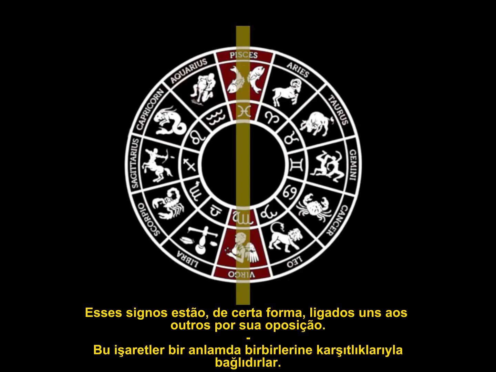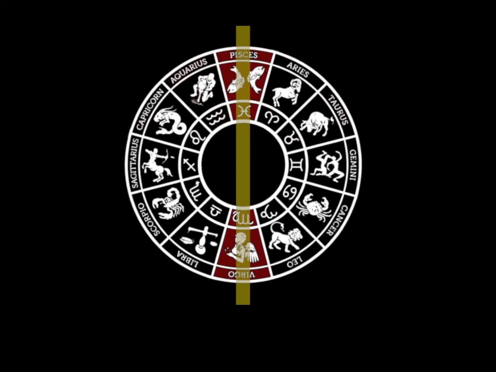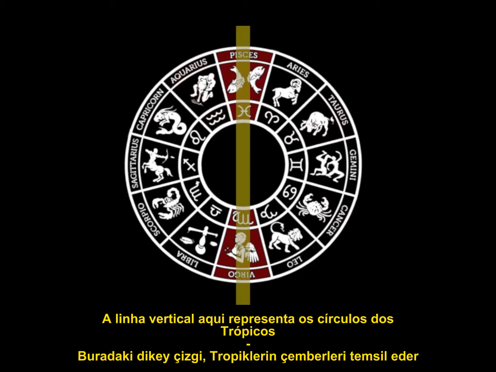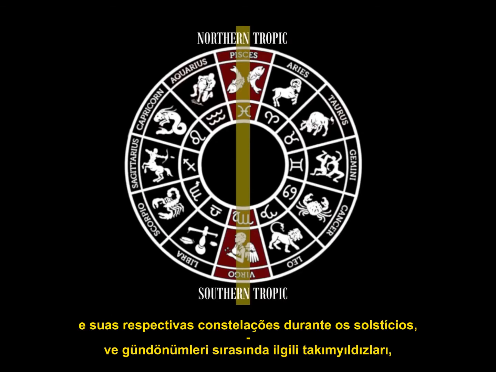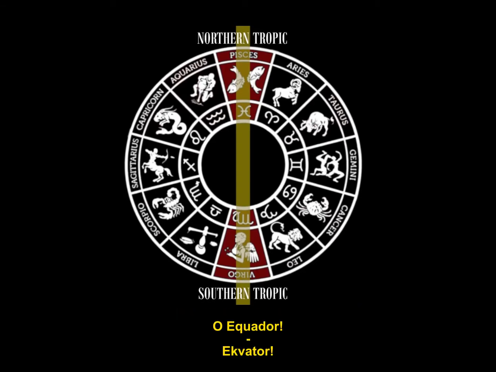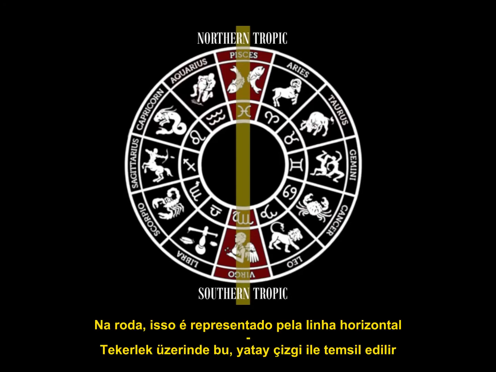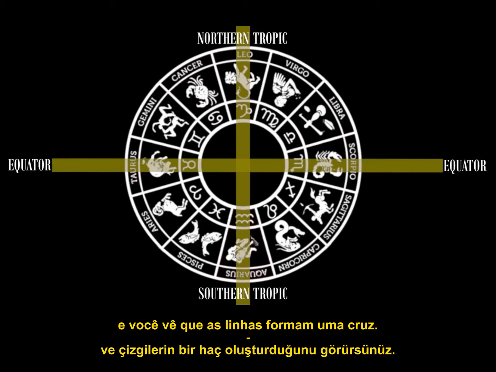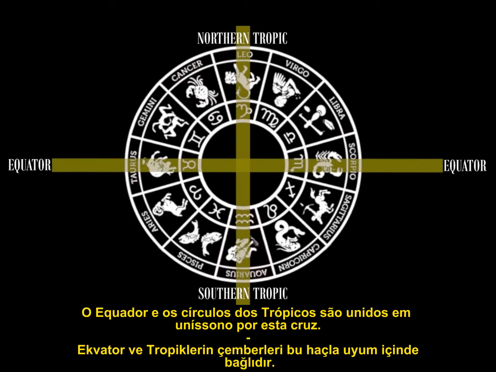These signs are, in a sense, bound in their opposition to one another. And this is where it becomes interesting. The vertical line here represents the tropic circles and their respective constellations during the solstices, but they are governed by another circle of latitude, the equator. On the wheel, this is represented by the horizontal line, and you'll see that the lines form a cross. The equator and the tropic circles are bound in unison by this cross.